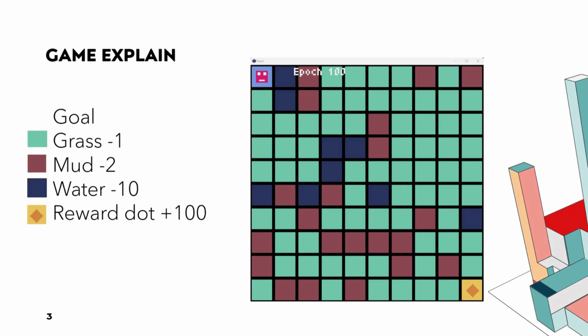In the game, there is an agent whose goal is to reach a reward tile somewhere on the map. However, there are obstacles in the way that penalize the agent, and so the agent must learn how to reach the goal tile while suffering as little penalties as possible.